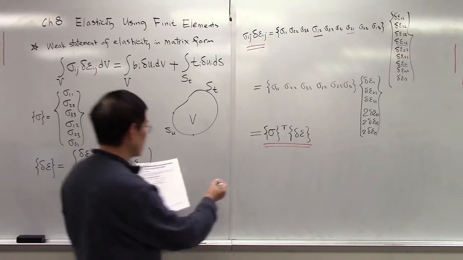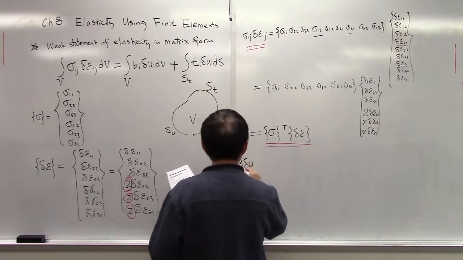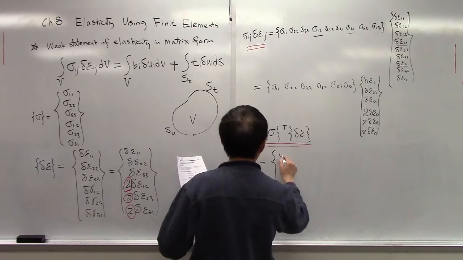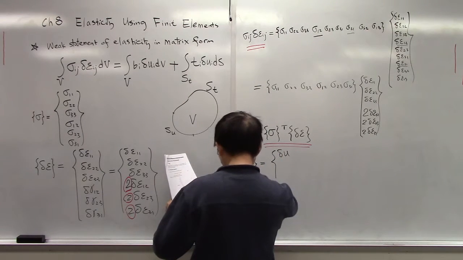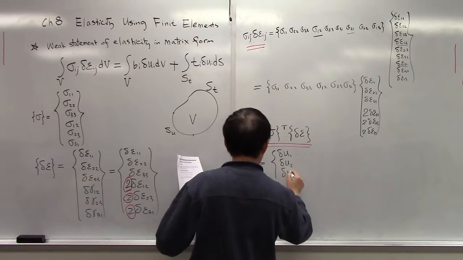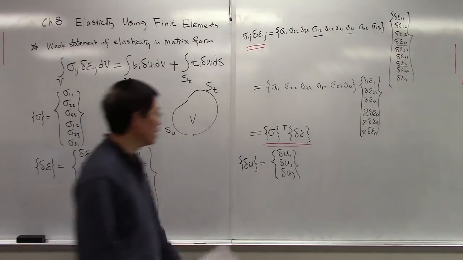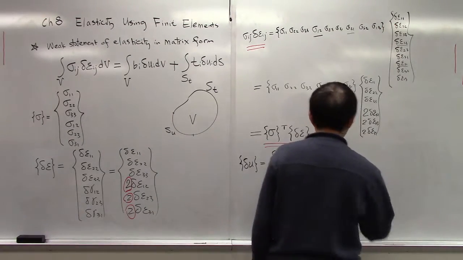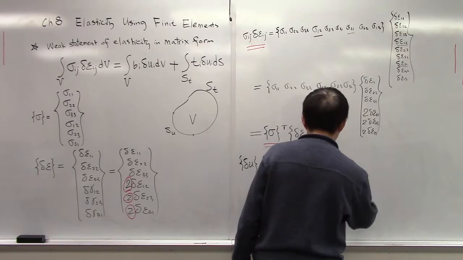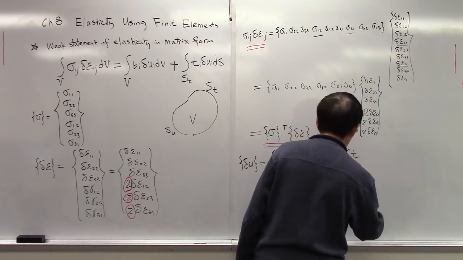All right. Now we can also write in a very similar way the virtual displacement vector. That's simple, only 3 components. So that's delta U1, delta U2, delta U3. So that's how we represent that. And the traction is also a 3-component vector. So it's equal to T1, T2, and then T3.